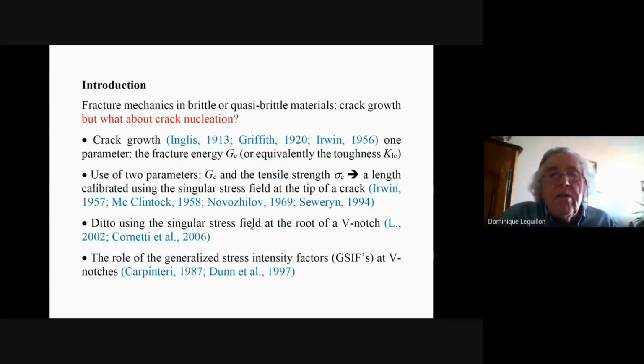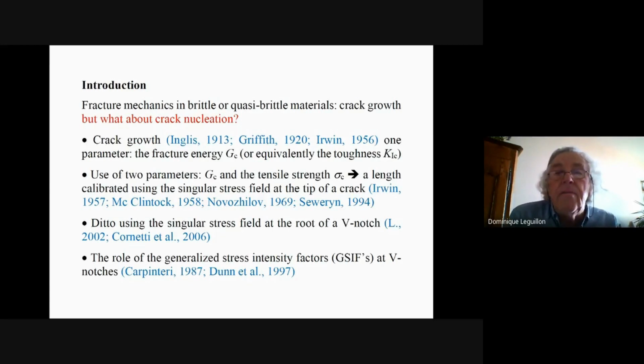Inglis indeed wrote a paper on the description of the stress field around an elliptic crack tip. Griffith later, the well-known Griffith criterion, based on the one hand on the energy available in the structure, on the other hand on the energy needed to create a crack. To create a crack consumes energy, and there is a balance between these two quantities.